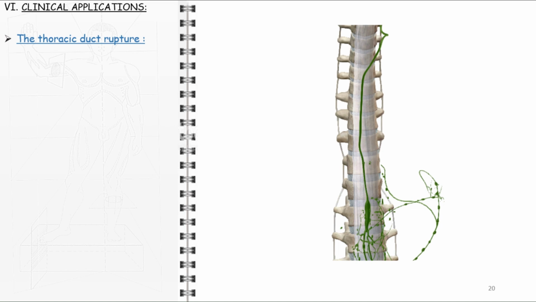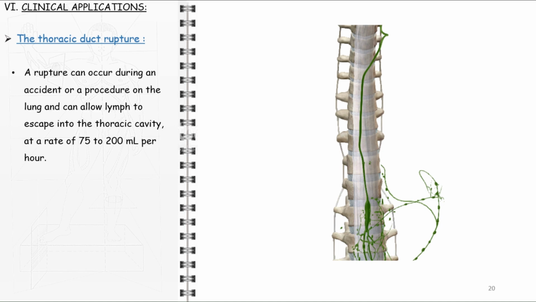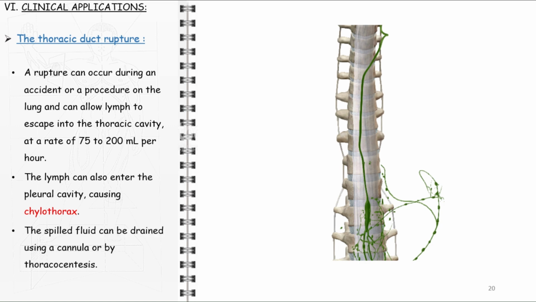A rupture occurring during an accident or surgery on the lung allows lymph to escape into the thoracic cavity at a rate of 75 to 200 milliliters per hour. The lymph can also enter the pleural cavity and cause chylothorax. The spilled fluid can be removed using a cannula or by thoracocentesis, but in some cases, it may be necessary to ligate the thoracic duct.